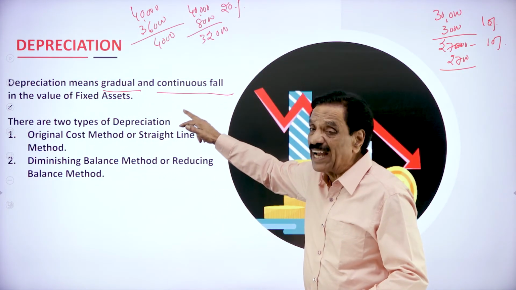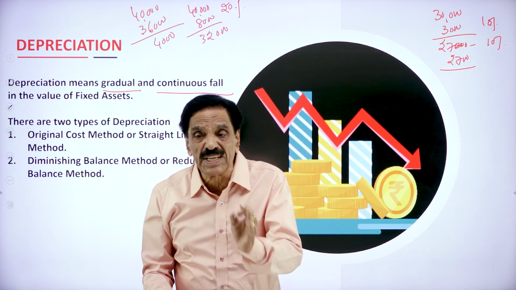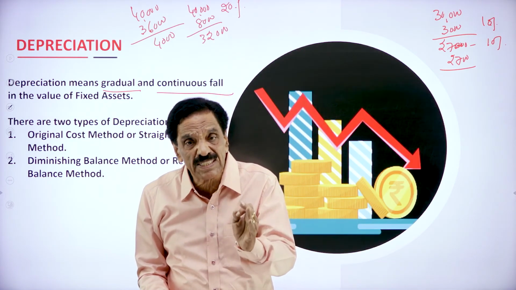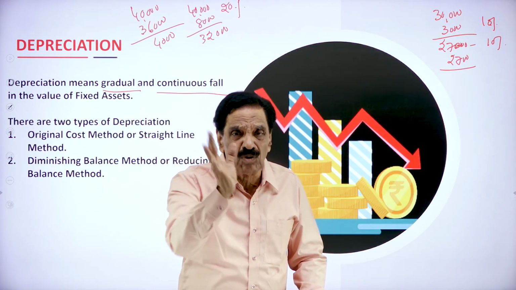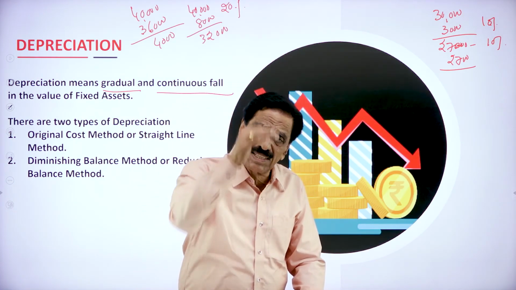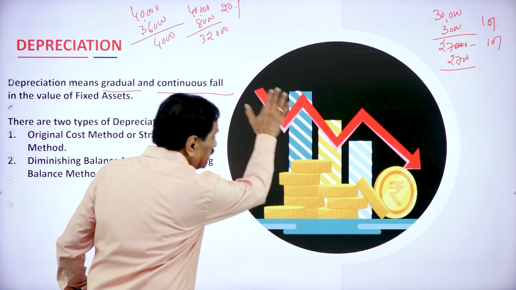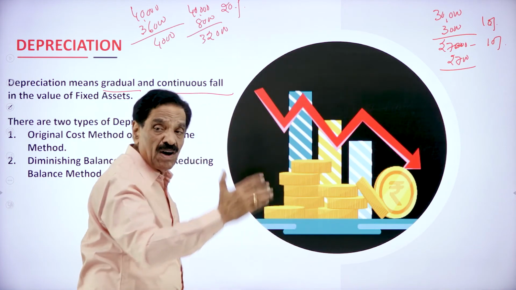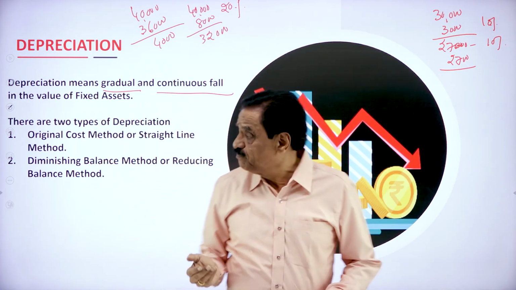Depreciation means gradual, continuous fall in the value of a fixed asset. Which are the fixed assets? Land, building, machinery, furniture, motor car. All the fixed assets will come down in value. So here we see the picture now. It is coming down like this, meaning a fall in the value gradually. It is a fall in the value of the asset.